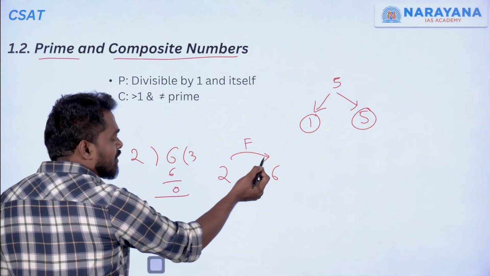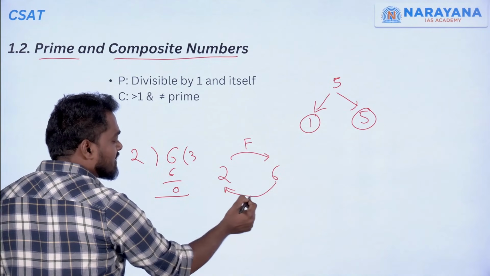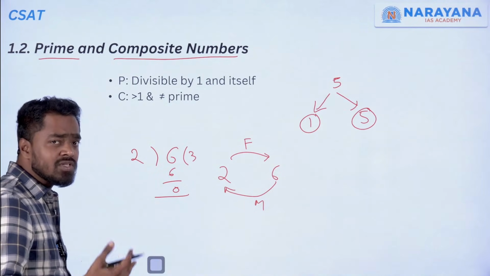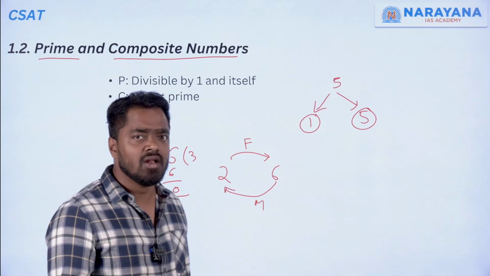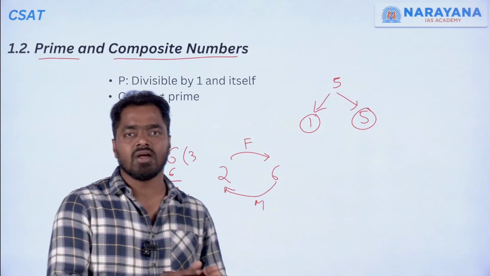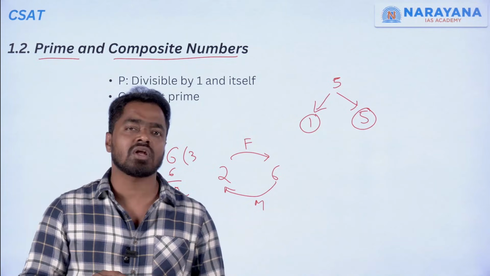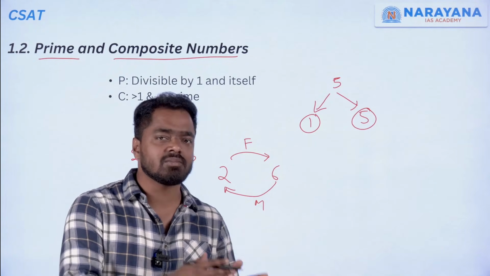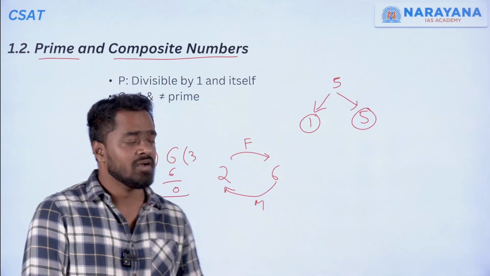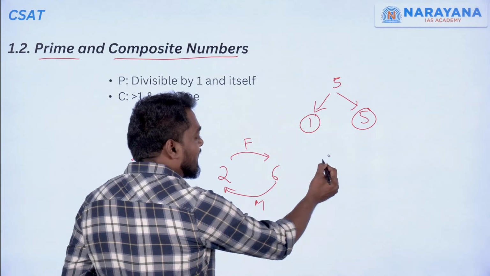So 2 is a factor of 6 and 6 is a multiple of 2. So this is the concept of factor and multiple. So what is a factor? If any number divides another number without leaving any remainder, then the first number is called a factor of the second number. For example, what are the factors of 8?